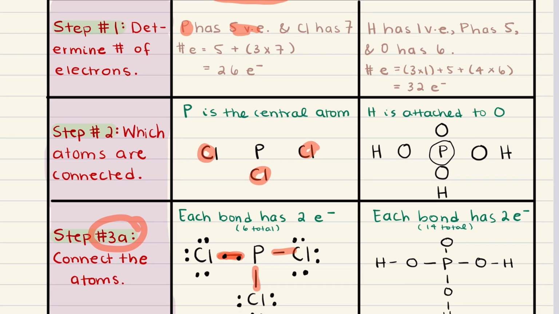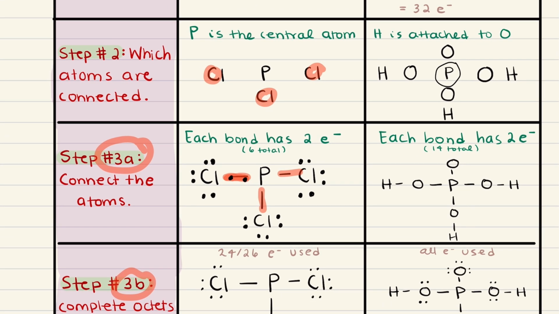Now we can move to step 3A. Remember, the goal of step 3 in general is to distribute the total number of electrons that we determined in step 1 by proceeding through the order of A, B, C. So step 3A tells us to connect the atoms. So now we're going to connect this phosphorus to this oxygen, and this phosphorus to this oxygen, and this oxygen, and this oxygen, and then the 3 hydrogens are connected to the oxygens.